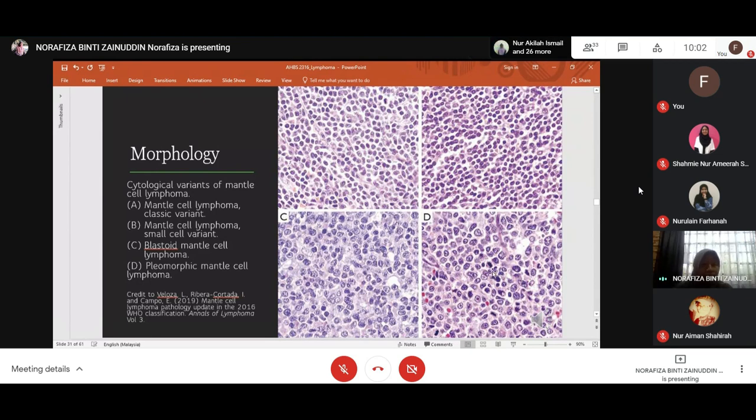Alright, so they have a small cell variant with small and round cells. The blastoid MCL here, they have slightly irregular nuclei. The pleomorphic type here is composed of a heterogeneous population of large atypical cells. They have cleaved nuclei, vesicular chromatin, distinct nucleoli. Nucleoli should not normally be visible, but in the pleomorphic type you can see the nucleoli. So abundant mitoses are also seen.